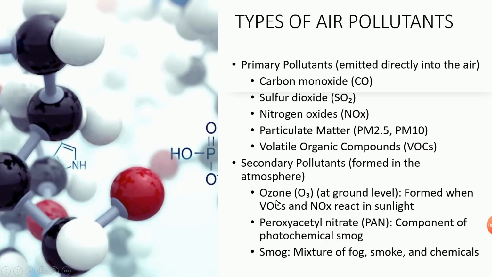What are the secondary pollutants? That is ozone, formed when volatile compounds and nitrogen oxides react in the sunlight. Next, peroxyacetyl nitrate, a component of photochemical smog. Smog is the mixture of fog, smoke and chemicals. So in the winter season, when it looks like mist is falling on us, some of the chemicals and smoke, any kind of smoke, mix with it, and that is known as smog. It is very injurious to our health.